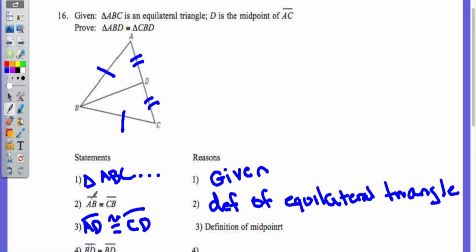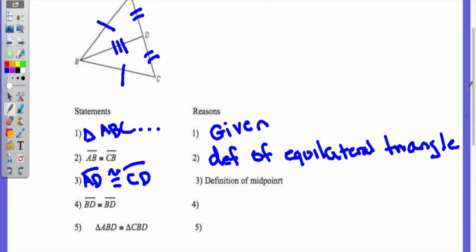The next thing they tell me is that BD is congruent to BD, which makes sense. These two triangles, ABD and CBD, share a side. So that side is congruent. BD congruent to BD is what property? Reflexive. Okay, it's reflexive, but you need to write the whole thing. You can abbreviate, but it's reflexive property of congruence. You want to make sure you put congruence. You can put the congruence symbol. You can write out congruence. You can write RPOC, even though some people get upset with me when I allow that.